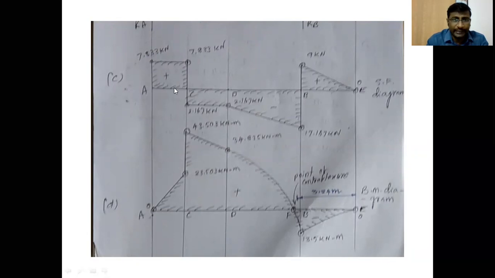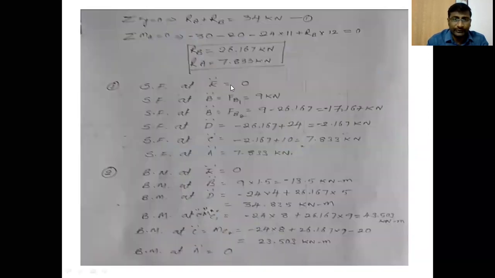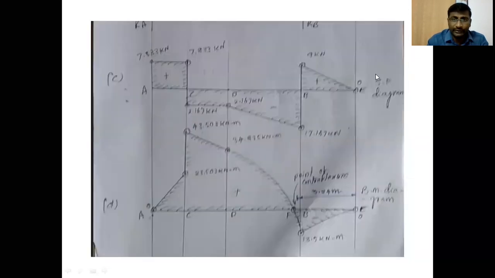Locate the points A, C, D, B, E as at the top of the load. What are the load points? Load diagram points are A, C, D, B, E, and you have to locate them on the baseline. After locating the points on the baseline, locate the shear force values we calculated earlier. We calculated the shear force value at point E is 0. So the 0 is on the baseline itself.